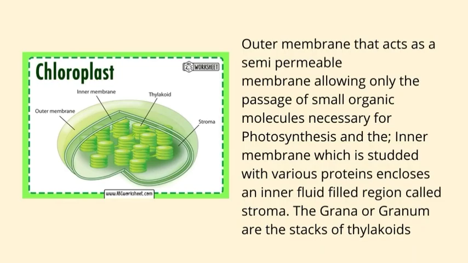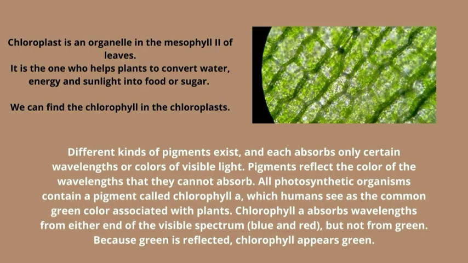This is what a chloroplast looks like. Different parts of the chloroplast include the outer membrane, which acts as a semi-permeable membrane allowing only the passage of small organic molecules that are necessary for photosynthesis. There is also this inner membrane, which is studded with various proteins and encloses an inner fluid-filled region called the stroma. These little tiny parts inside are what we call the thylakoids, and the grana or granum are the stalks of these thylakoids. Chloroplast is an organelle in the mesophyll of the leaves.